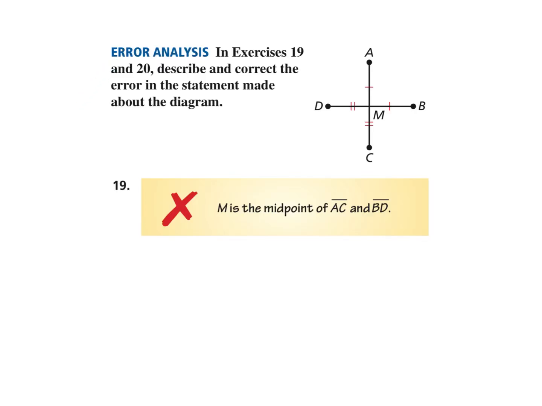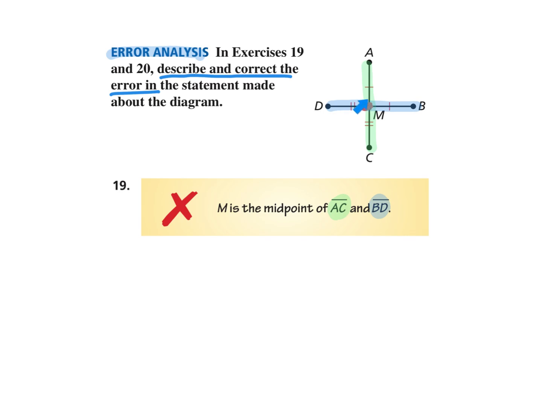So we're supposed to identify the error here. Can we find it? Can we describe and correct the error in this statement that M, which is this point here, is the midpoint of segment AC and BD, segment AC and segment BD.